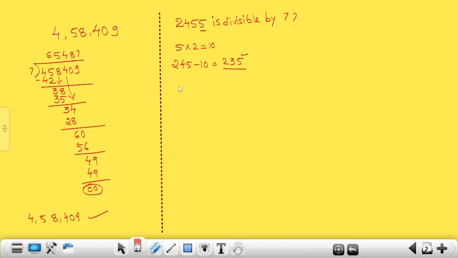So we again take the last digit, that is 5. 5 2s are 10. Subtract it from the remaining number. 23 minus 10 is 13. In the multiplication table of 7 there is no 13. Therefore 13 is not divisible by 7. Therefore the complete number, 2,455, is also not divisible by 7.